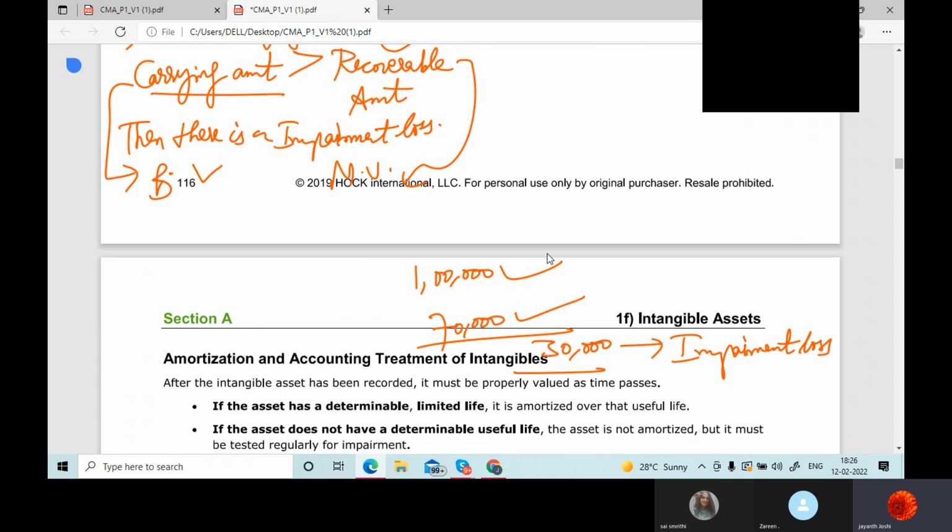30,000. Okay, you are showing a higher value in your books, but in reality you are getting a lesser value for that. Please tell me, people, did you understand?